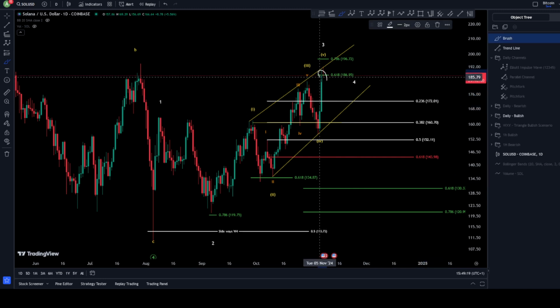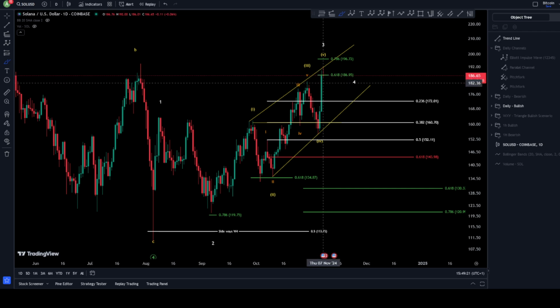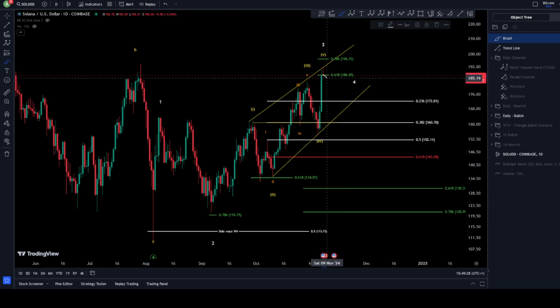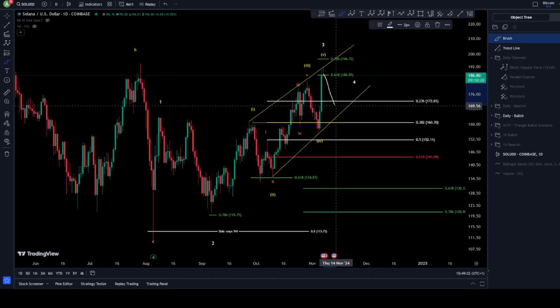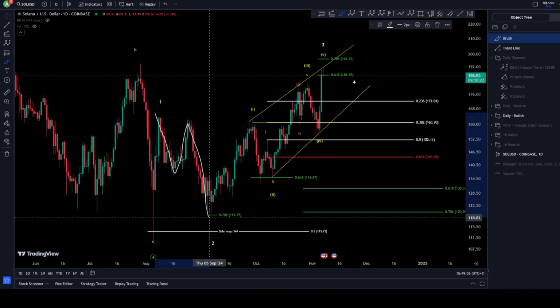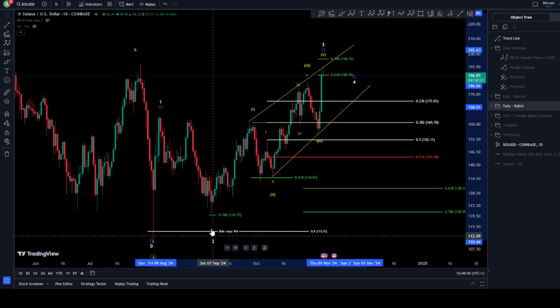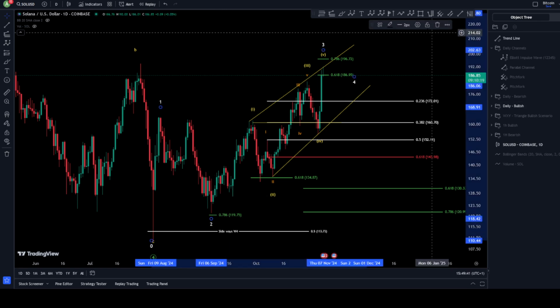Now, of course, it depends if this wave is finished internally. So we're gonna dive deeper inside it to see what are the potentials still. However, these are the possibilities. On the daily, we are short-term bearish. Now it can dive deeper. Don't forget that this wave 2 is very deep. We have reached the 0.78.